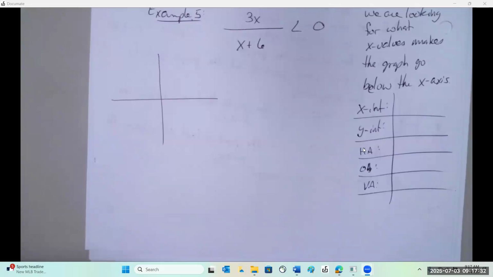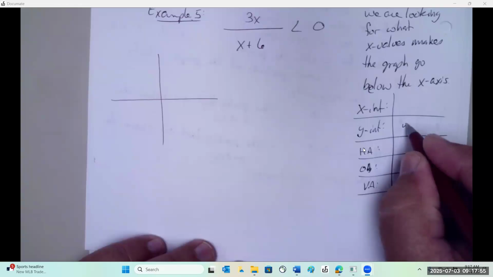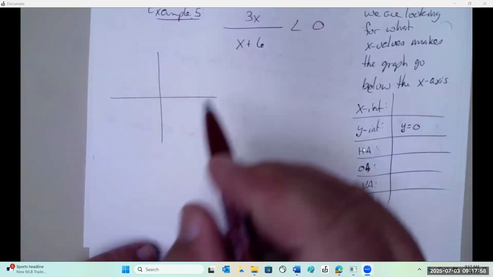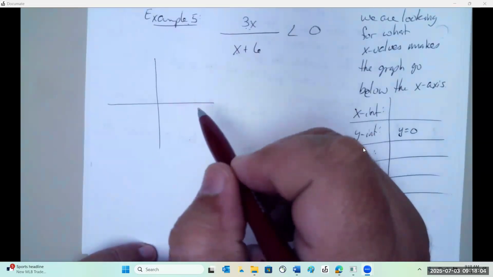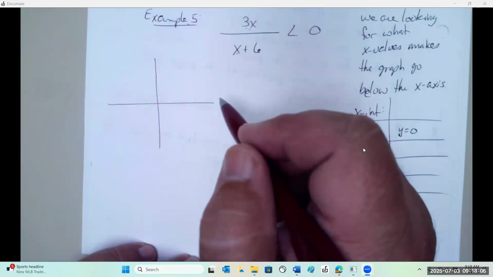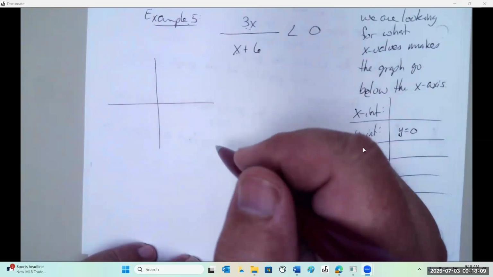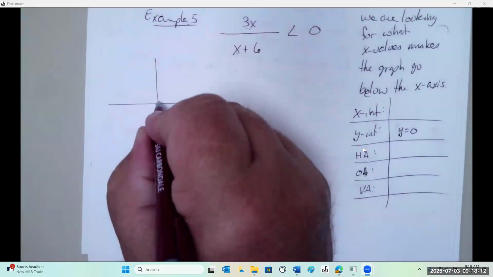How'd you get that? What's the step for finding the y-intercept? Set x equal to 0. If you set x equal to 0, what do you get? Plug it in. Don't ask me, tell me. If you plug in 0 for x, what do you get? 0. So the y-intercept is 0. 3 times 0 is 0, plus 6 is 6. 0 divided by 6 is 0. So that's my intercept. So I go through the origin.